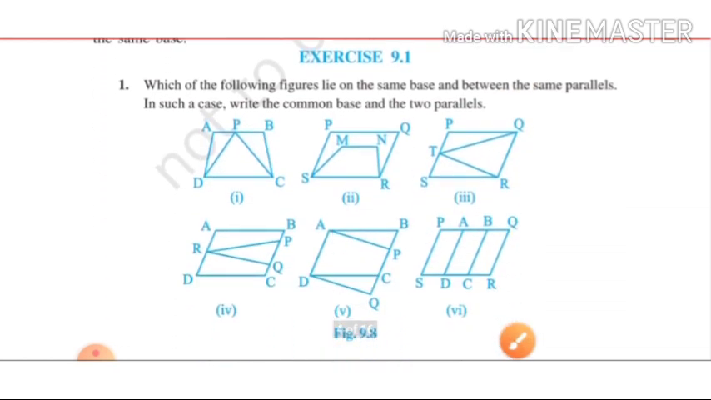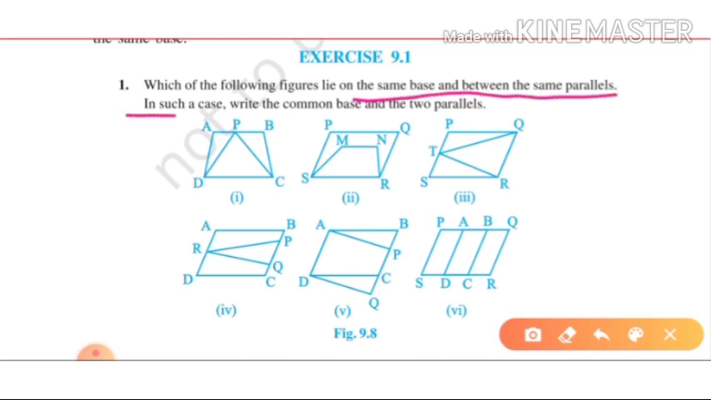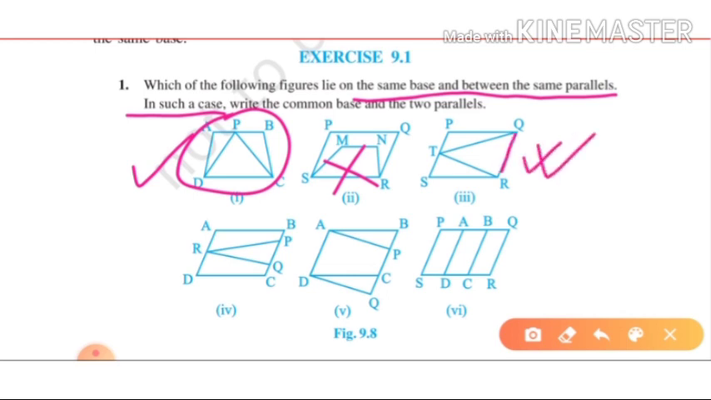Try to do the exercise by yourself, and I will give you the answers. Check whether they lie on the same base and between the same parallels or not. This one, yes. This one, no, because MN doesn't lie on PQ. Here it is true because the base is this one and the parallels are this one. Here it is false, because although R lies on the parallels, PQ is the base for this one and BC is the base for the other.